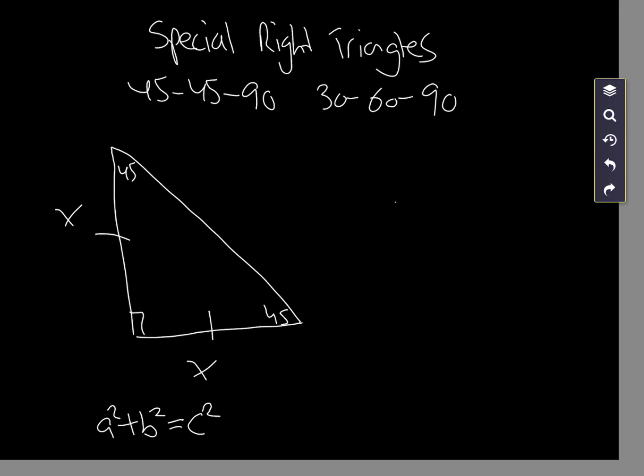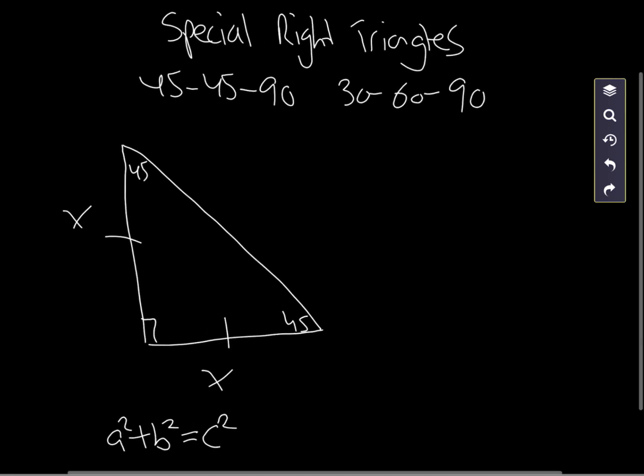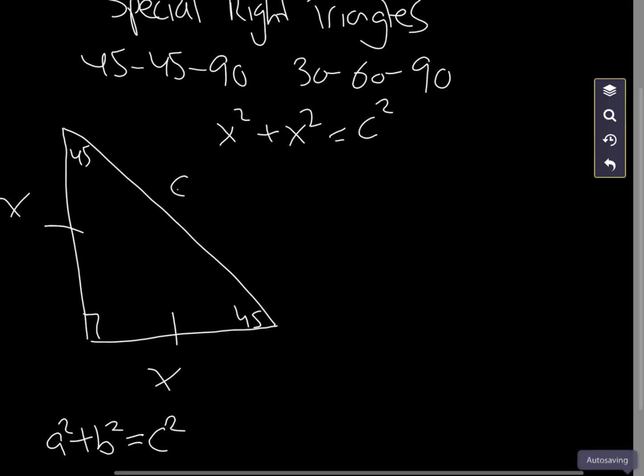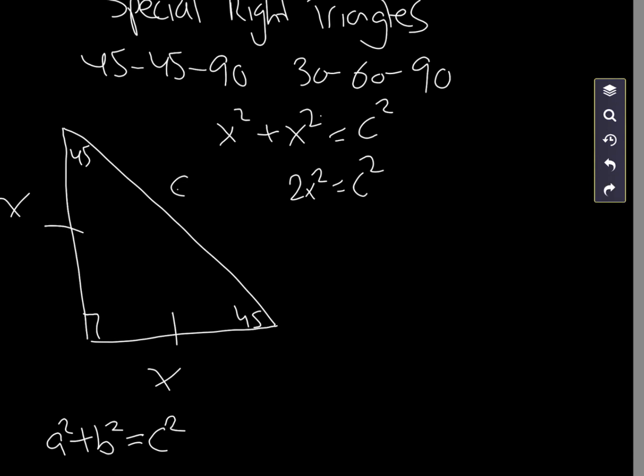And let's apply this formula to this right triangle. So this side squared, x squared, plus the other side squared, which is also x squared because it's isosceles, equals this unknown side. We're trying to find the hypotenuse. Let's call it c. So this is going to equal c squared. Simplifying this, we get 2x squared equals c squared, right? Because you're just combining these together.